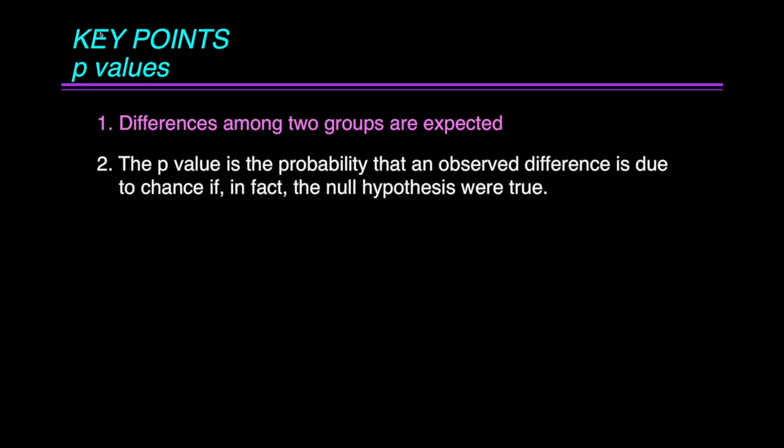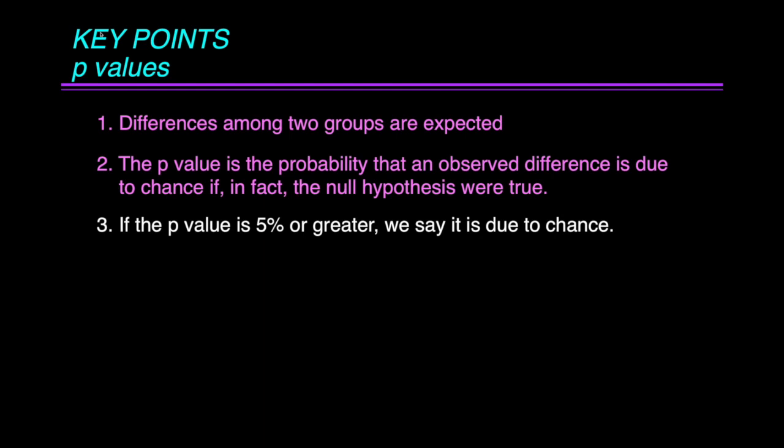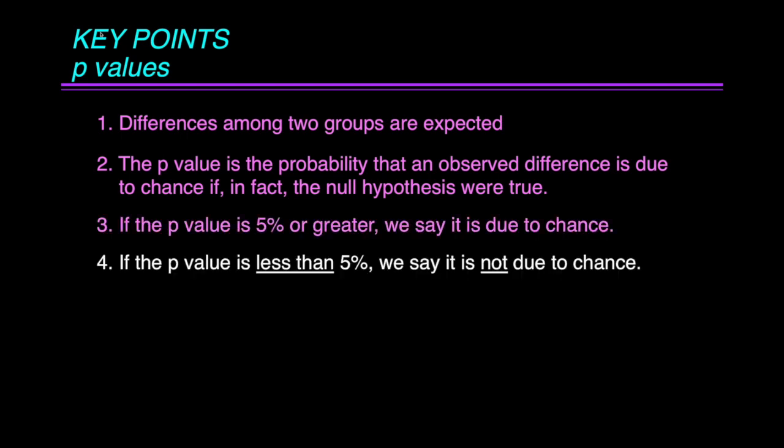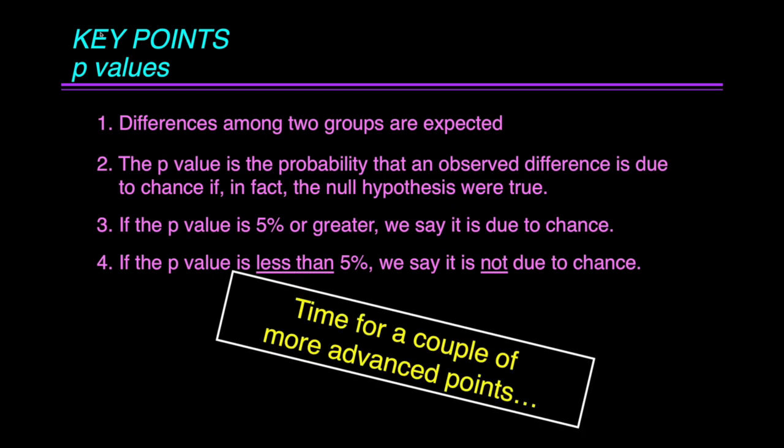So here are the key points. First, differences among two groups are expected. The p-value is the probability that an observed difference is due to chance if, in fact, the null hypothesis were true. If the p-value is 5% or greater, we say it is due to chance. And if the p-value is less than 5%, we say it is not due to chance. It is a statistically significant difference. All right, time for a couple of more advanced points.